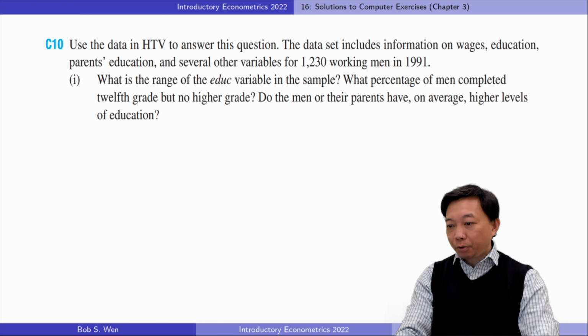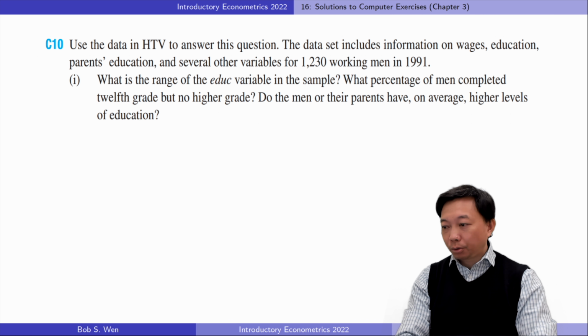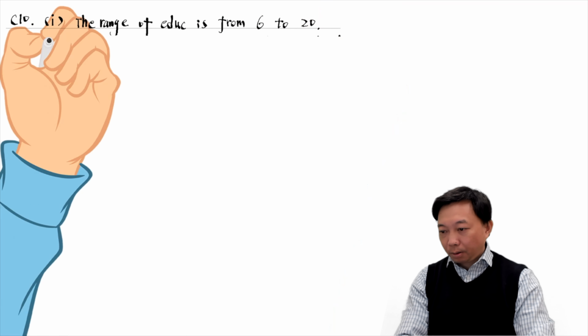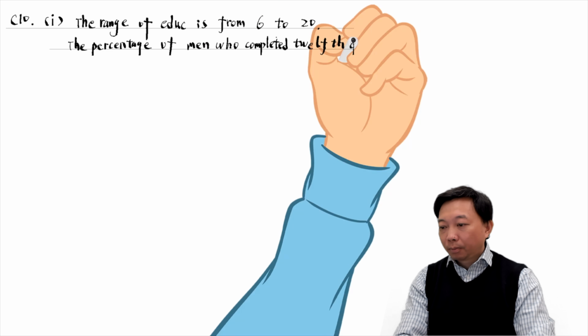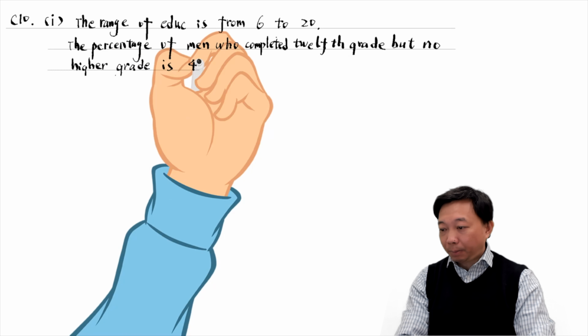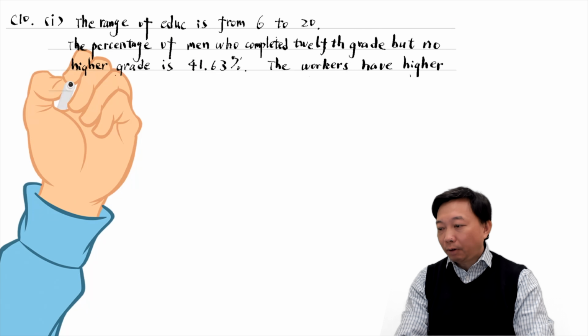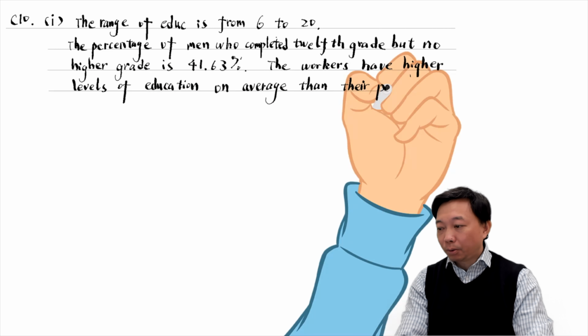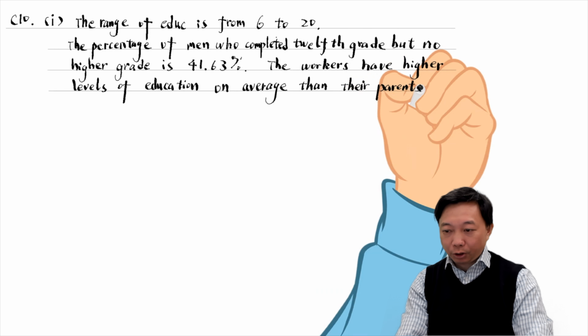Let's solve computer exercise 10. The range of education is from 6 to 20. The percentage of men who completed 12th grade but not higher grade is 41.63%. The workers have higher levels of education on average than their parents.